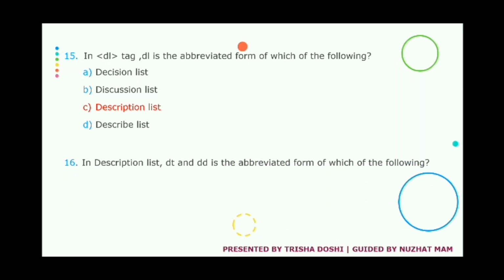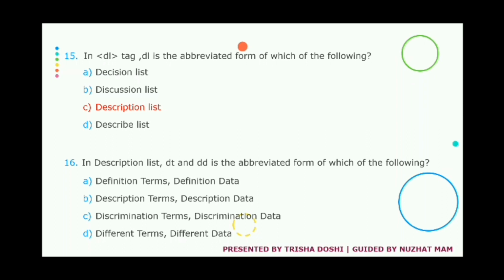Question 15. In DL tag, DL is the abbreviated form of which of the following? A. Decision list, B. Discussion list, C. Description list, D. Describe list. The correct answer is C, description list. Question 16. In description list, DT and DD are the abbreviated forms of which of the following? A. Definition terms, definition data, B. Description terms, description data, C. Discrimination terms, discrimination data, D. Different terms, different data. The correct answer is B, description terms, description data.